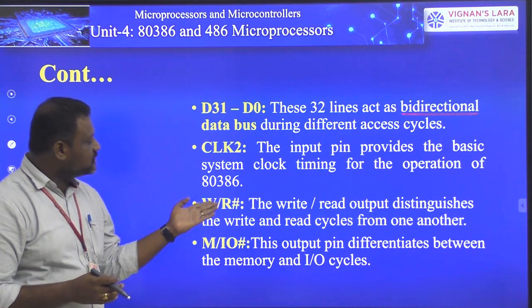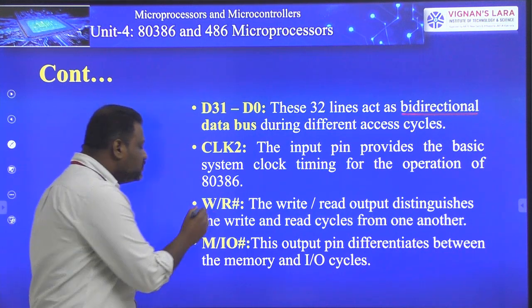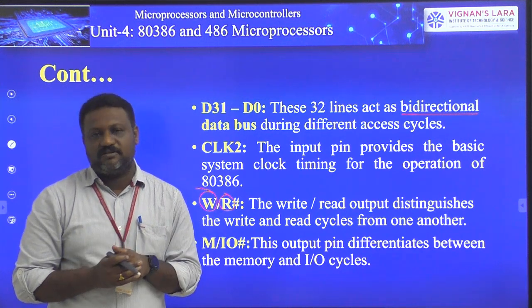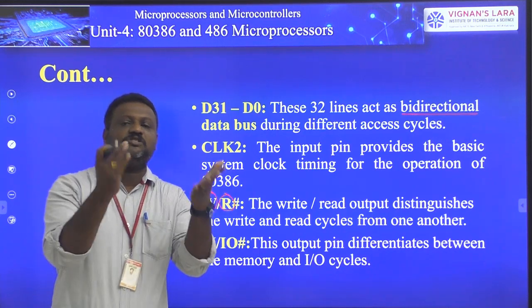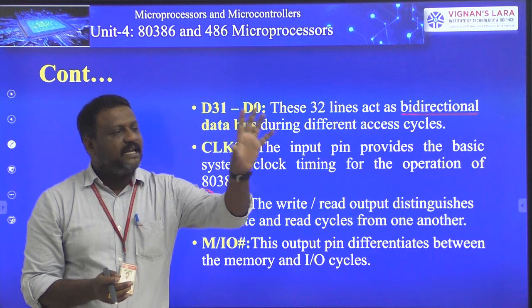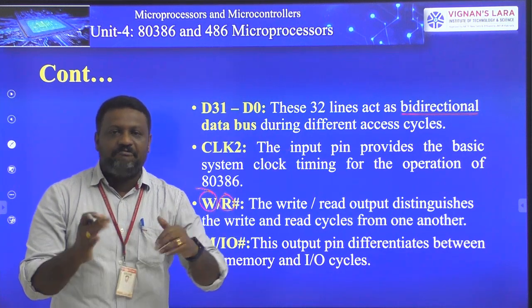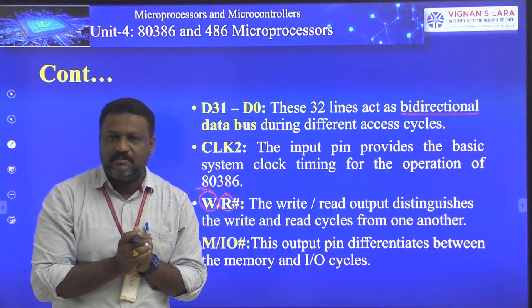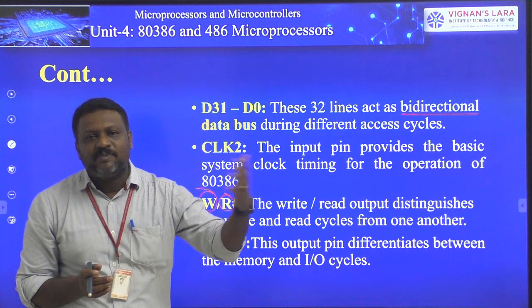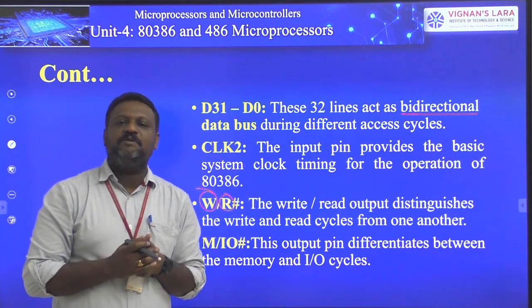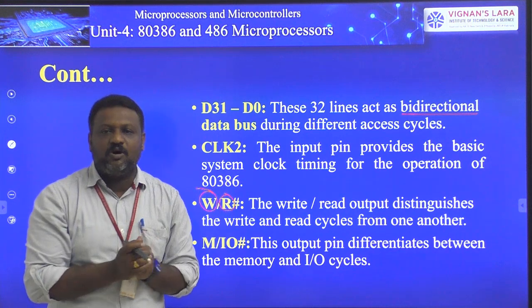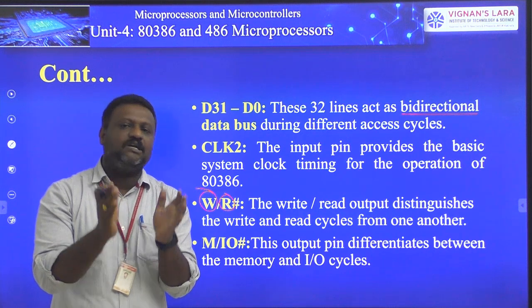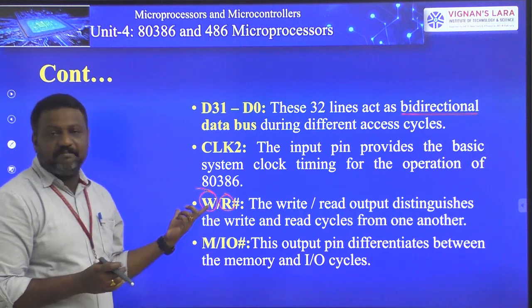And next one is W/R hash. So this W represents write and R represents read. This is nothing but a control signal. By using this signal, your processor can give the indication to the selected memory or I/O device which operation our processor is going to perform on it. Either it will do a read operation, that means your processor reads something from a selected device or from a selected memory location, or it will write something on a selected location or selected device. So which operation our processor is going to perform is indicated by this.